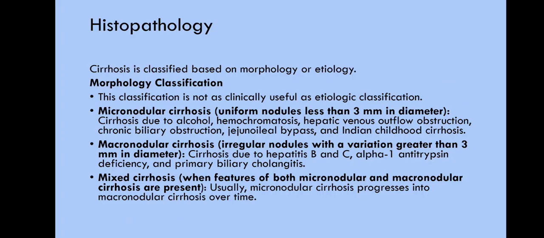So what you need to remember is morphological classification. There is micronodular, macronodular, and mixed cirrhosis. In micronodular, the nodules are usually less than 3 millimeters in diameter. Macronodular, they are more than 3 millimeters in diameter. And mixed cirrhosis, this is where you're going to see both micronodular and macronodular features. However, it is usually believed that it starts off as micronodular, then progresses to macronodular liver cirrhosis over time.